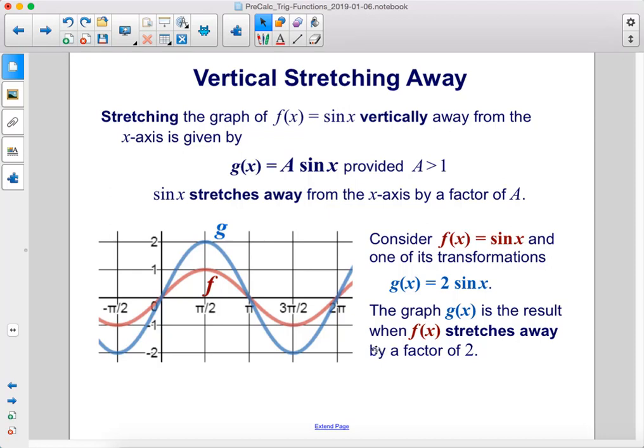Stretching the graph of f of x equals sine x vertically away from the x-axis is given by g of x equals a times sine x, provided that a is greater than 1. Sine x stretches away from the x-axis by a factor of a.